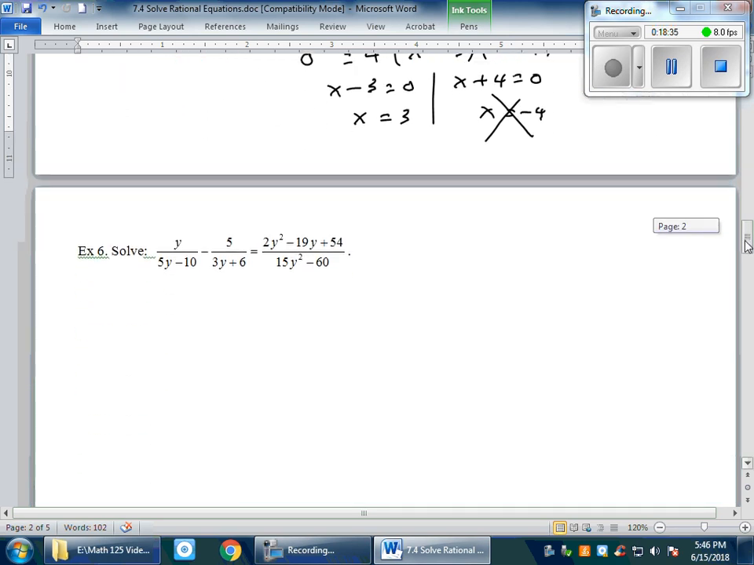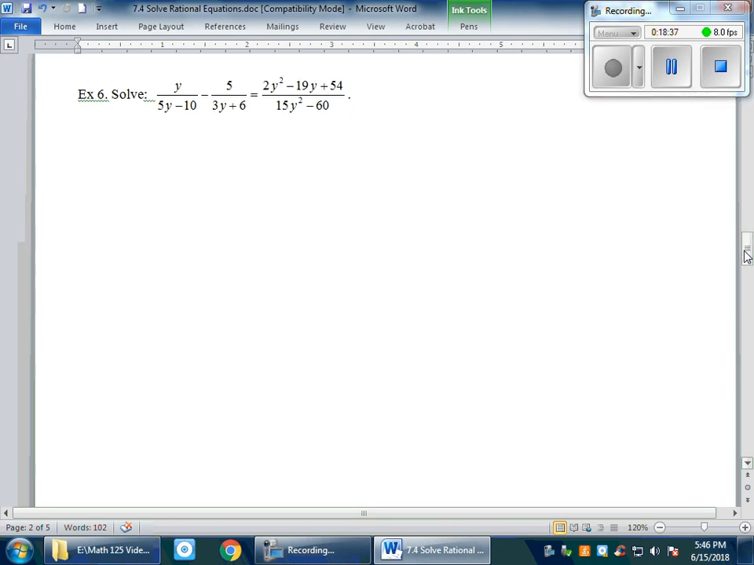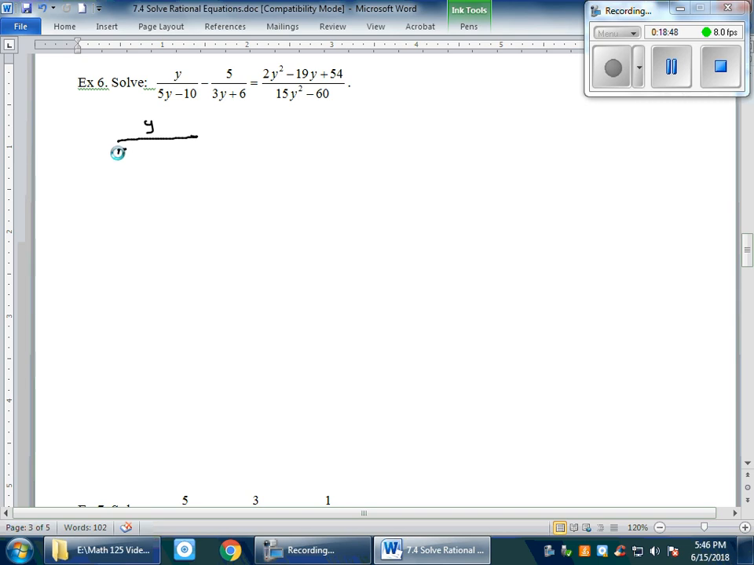Continuing, next example. So first we're going to factor completely. So y over, factor out the GCF 5, so it'll be y minus 2, minus, factor out the greatest common factor 3, so y plus 2. And for this one, 2y squared minus 19y plus 54. So make sure you know what you're doing, right? Don't spend time to factor out the numerator, which we don't need to.